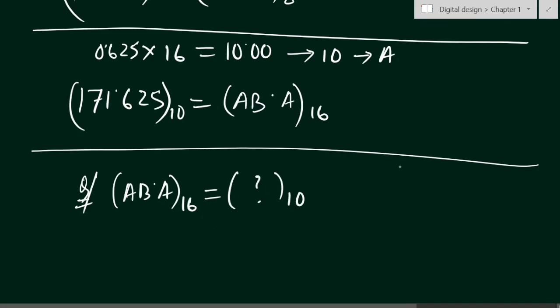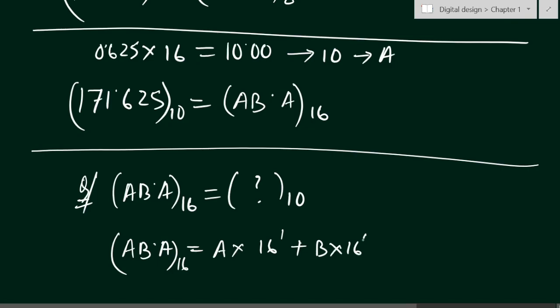So what will we have? We have to find out the decimal equivalent. Here you have to convert this number A, B, point A, hexadecimal: A into 16 to the power 1, plus B into 16 to the power 0, plus A into 16 to the power minus 1, because this is a fractional number. So you have to follow this procedure. That means 16 to the power 0, 16 to the power 1, 16 square, 16 cube. In this way you have to follow.